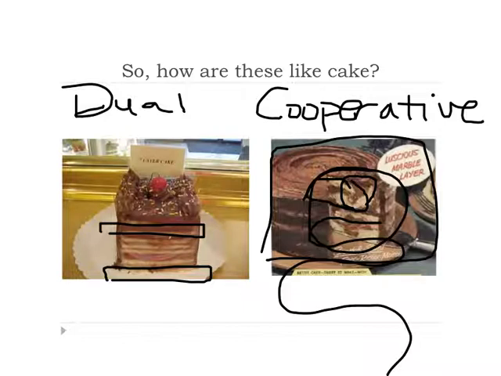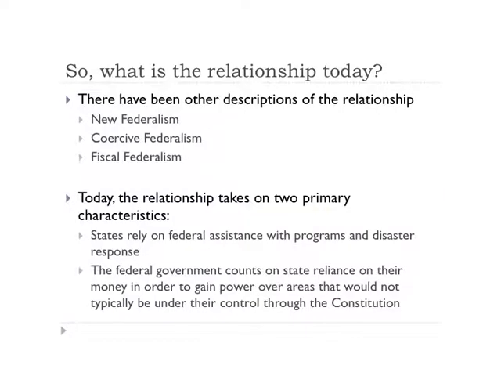Think about other analogies you might be able to come up with for this relationship. Not food ones, those are kind of covered, but think about other analogies that make sense to you to describe this. So how does this relationship work today?